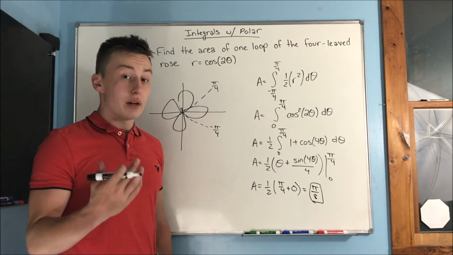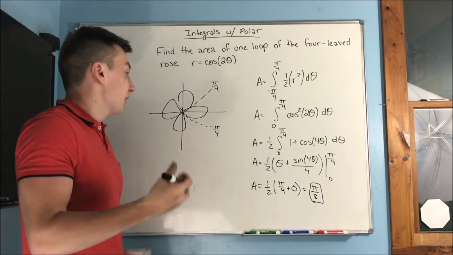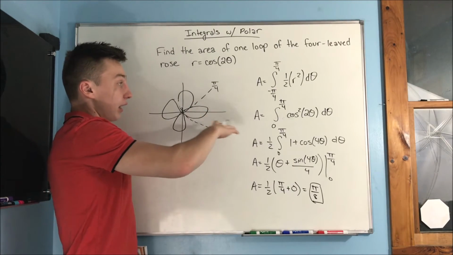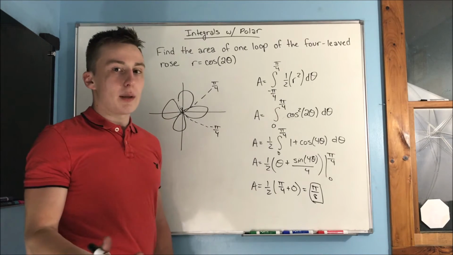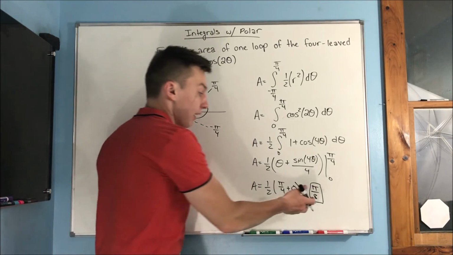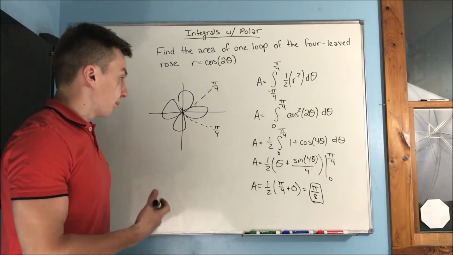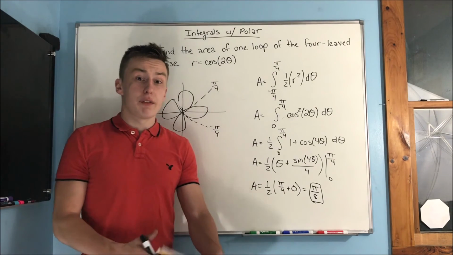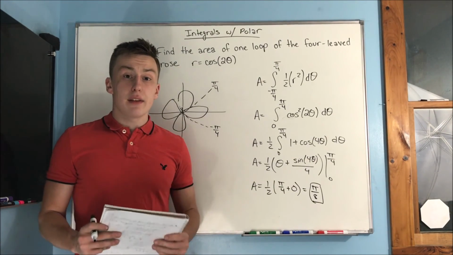If you were asked for the area of the whole entire thing, you could still just start out with that integral we did from negative pi over 4 to pi over 4, and then just multiply that by 4. There's nothing stopping you, and the area of the whole thing would just be pi over 2. So that's basically it for this video. We'll be doing example problems in the next couple of videos, and I'll see you then.